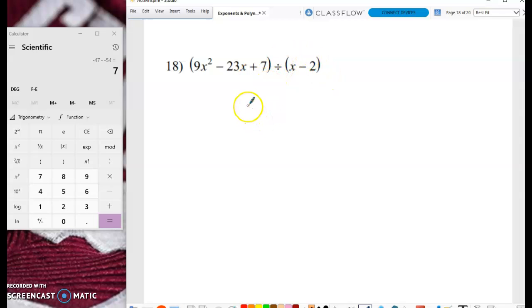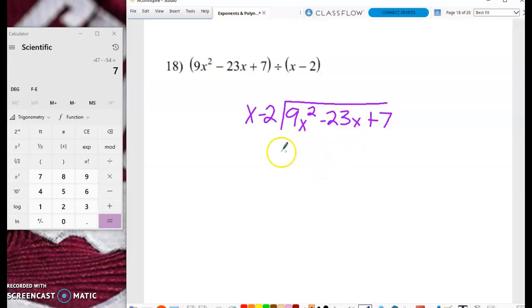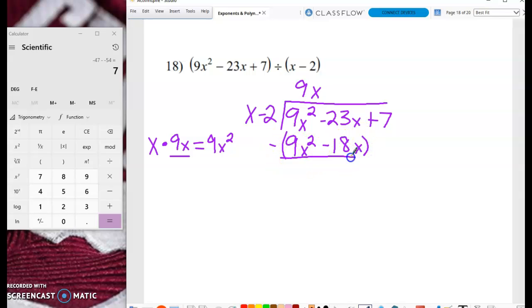18, same thing. Let's set it up. X minus 2 on the outside. 9x squared minus 23x plus 7 on the inside. X times what gets us 9x squared? That is going to be a 9x. So 9x, we know it multiplies by x to be 9x squared. 9x times negative 2 is going to be minus 18x. And we're going to subtract.